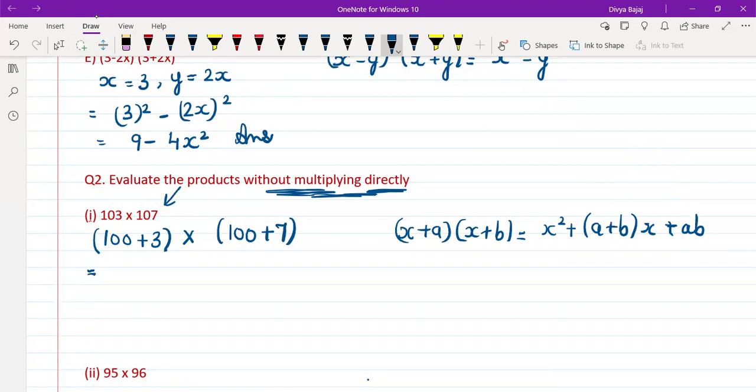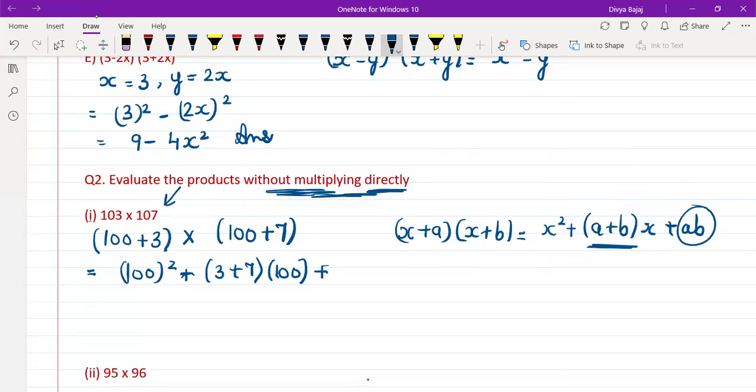First, we are going to do the square of the first term, which is 100. So this will be the square of 100 plus, then it says we have to do a plus b. What is a? 3. And what is b? 7. So 3 plus 7 of x. X is 100, so we are not going to write x here because x is 100 in the given question. Plus, let's do the product of a and b. A is 3 and b is 7. So let's solve it further.